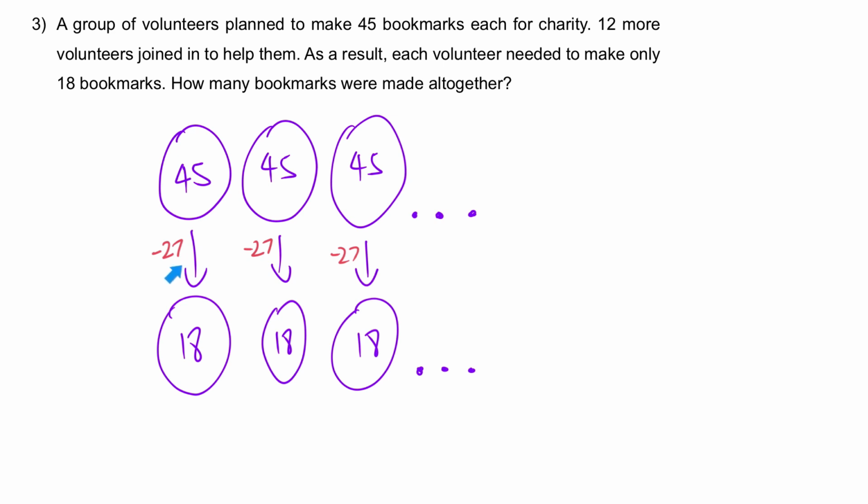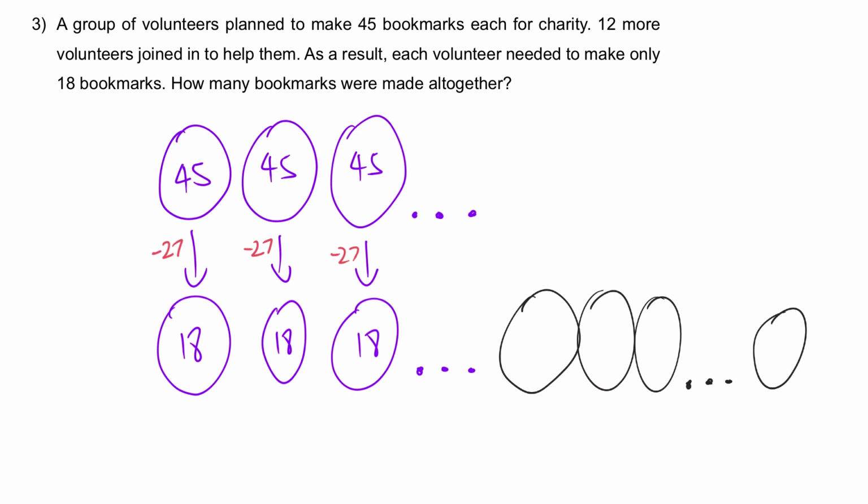You think about it. If they want to maintain the same fixed number of bookmarks in total, and each of them now has a 27 reduction, this 27, someone has to make them, right? Who are the ones that actually are going to create this 27? Well, this 27 has to be created. They will just pass on all this extra work to the 12 more volunteers. So there we have the new volunteers, 1, 2, 3, all the way to the 12.